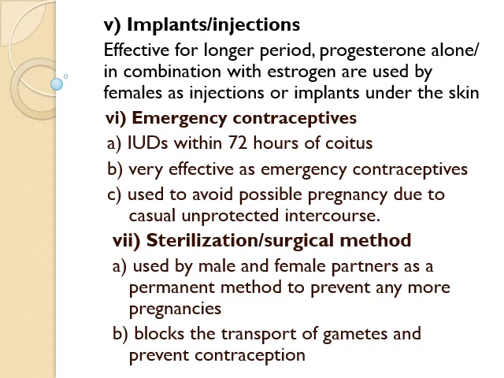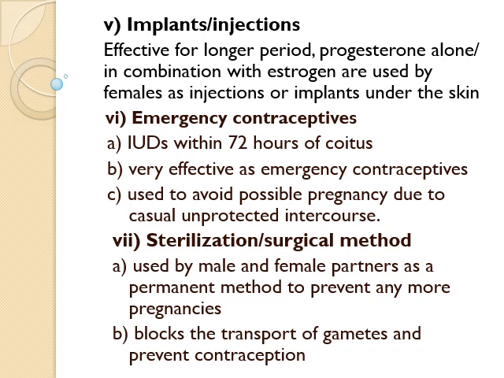Next is emergency contraceptive. Even this is also progesterone or progesterone-estrogen combination, used within 72 hours of coitus. It is found to be very effective. This contraceptive method helps to avoid possible pregnancy due to casual unprotected intercourse.